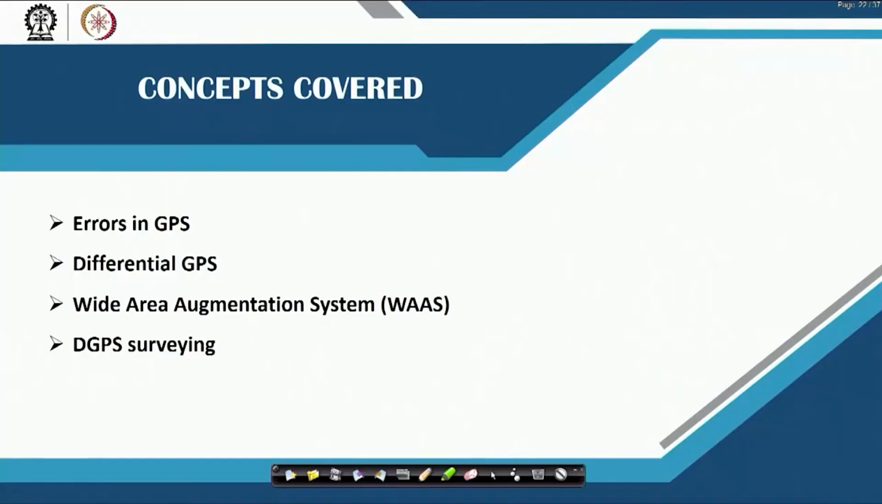Okay. When we look at the different concepts that will be covered, we would look at errors in the entire GPS system. We would look at what we mean by a differential GPS. We would look at the wide area augmentation system. This is a kind of GPS system. Then we would look at surveying. How do we do a DGPS survey? Okay. So we would look at all of these aspects in this class.